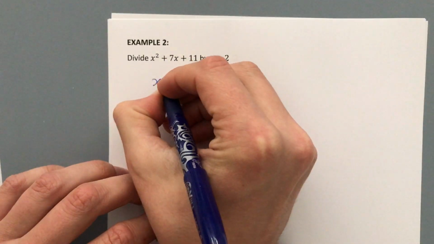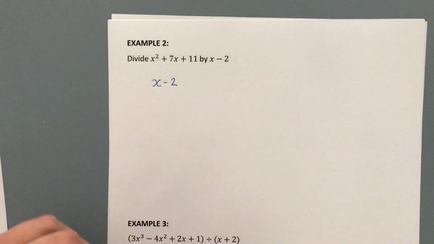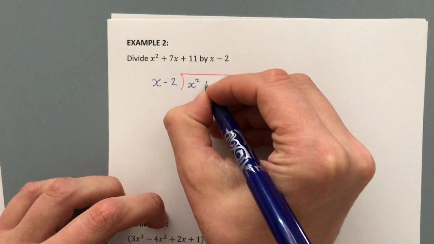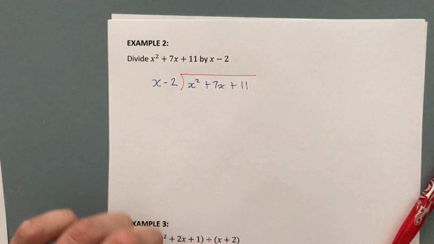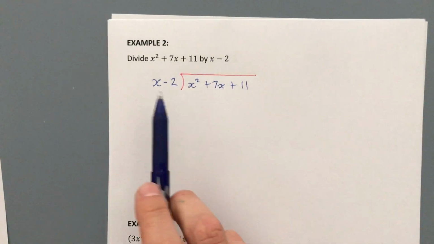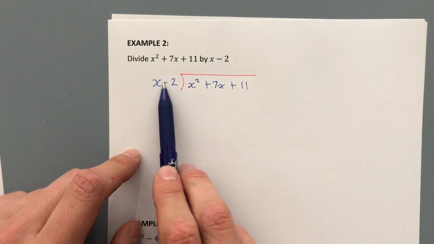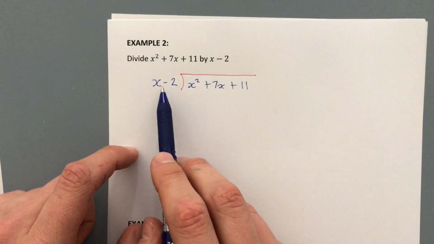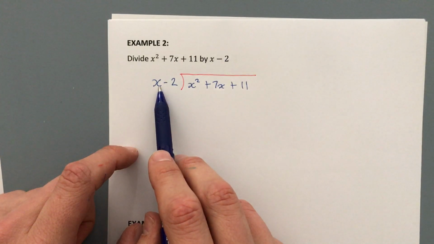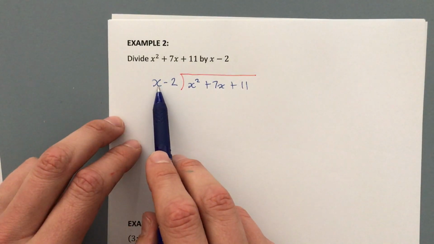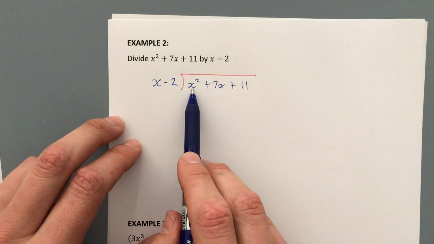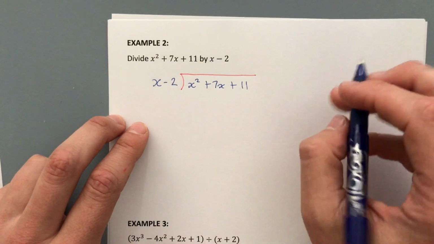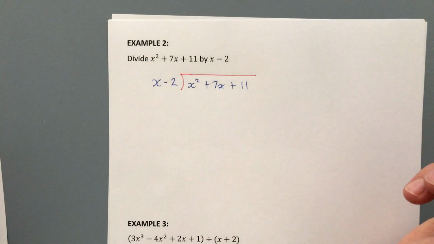Setting this up using your division algorithm, x minus 2 is dividing x squared plus 7x plus 11. The note on the last page said that the leading term in our divisor divides all of the terms in our dividend until just a constant term remains. So x squared is going to be divided by x. If you think about x squared divided by x, the solution is just x.